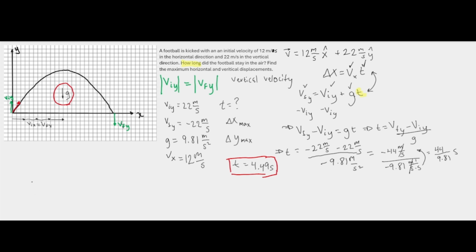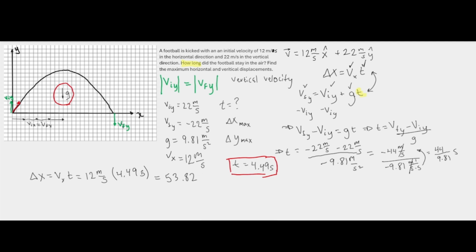So I'll do that. So now I have delta x equal to v sub x t. And this is equal to, well, v sub x is 12 meters per second. And t is 4.49 rounded seconds. So now I'm going to use my non-rounded value and I'm going to multiply that by 12 to get delta x is equal to 53.82 to 2 decimal places.